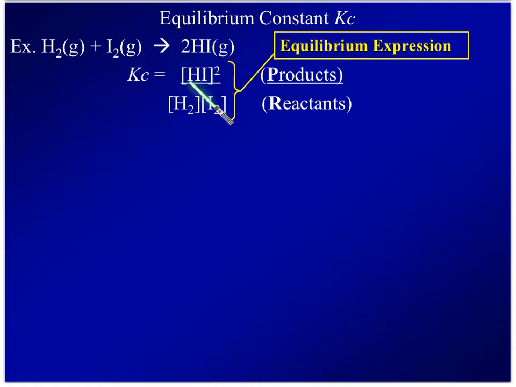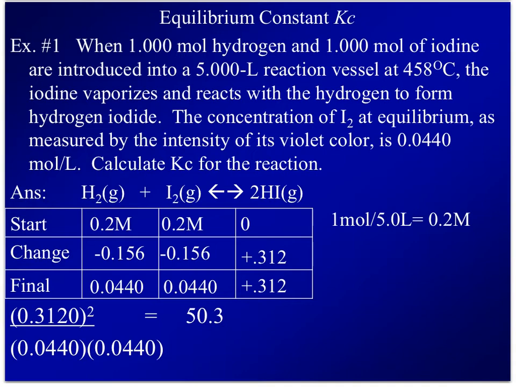So there we go. And look, we've got the 2 here as a coefficient, just like in KSP, that becomes squared. And we have the molarity of H2 times the molarity of I2. So that's how you write an equilibrium expression. Obviously, if there were a 3 in front, the coefficient would turn into a 3 for the exponent. That's the equilibrium expression.